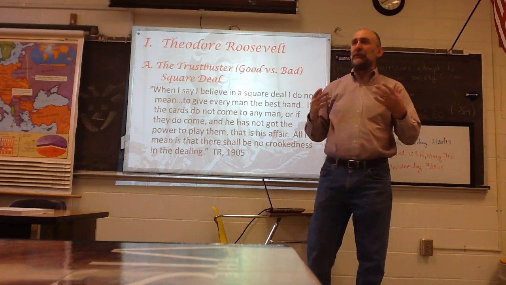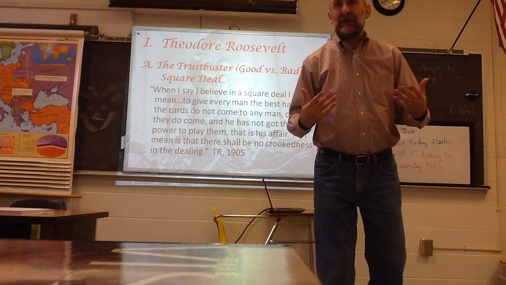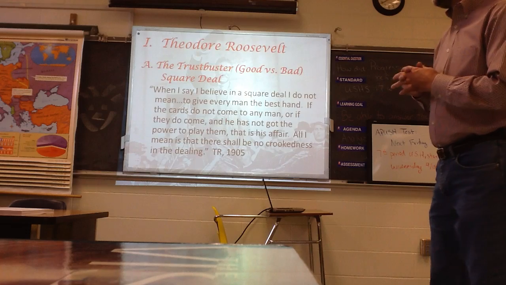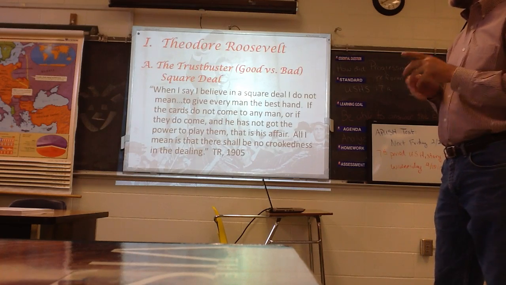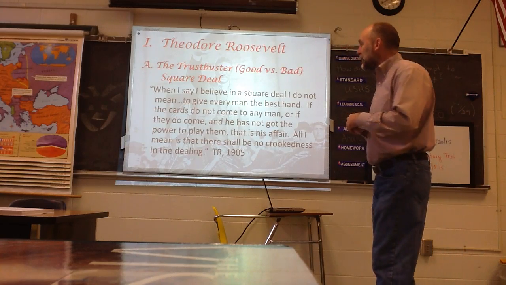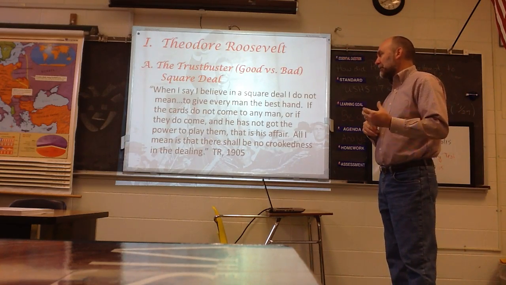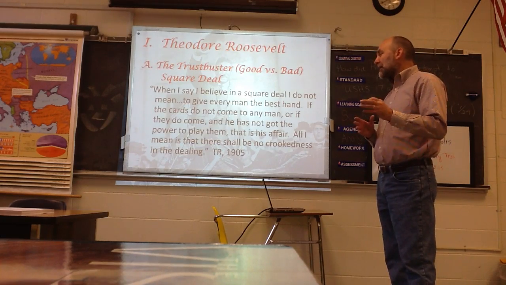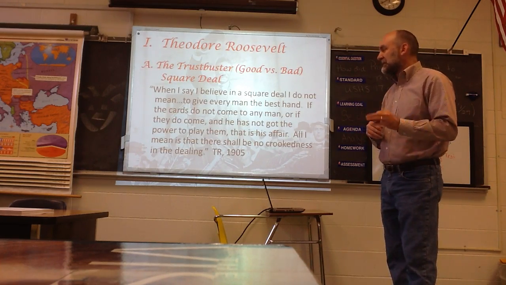He promises people a square deal. Now, what he means by a square deal is basically this. "When I say I believe in a square deal, I do not mean to give every man the best hand. If the cards do not come to any man, or if they do come and he has not got the power to play them, that's his affair. All I mean is that there shall be no crookedness in the dealing."